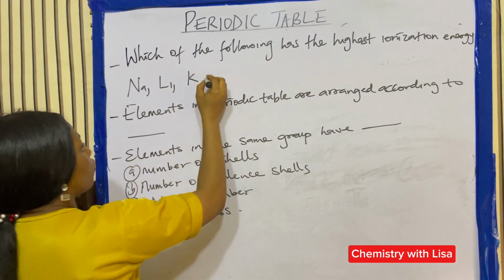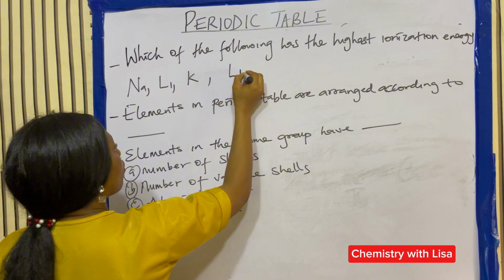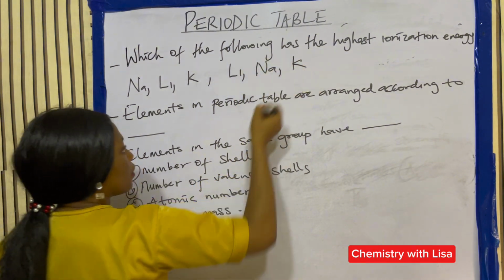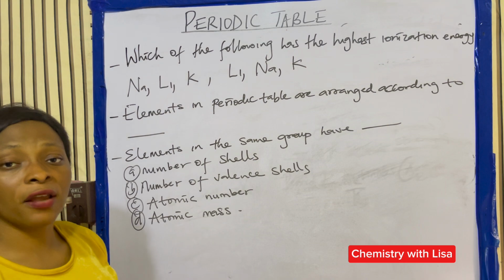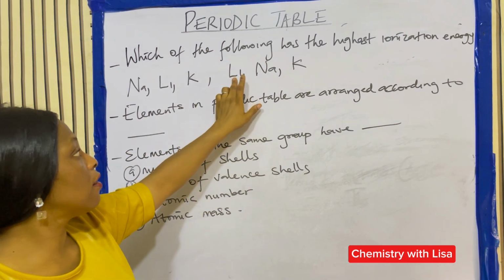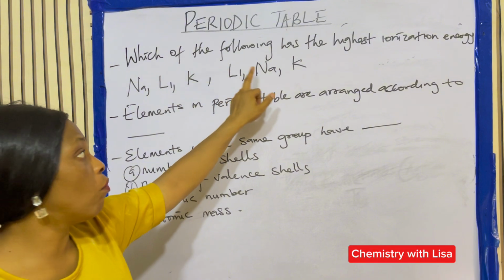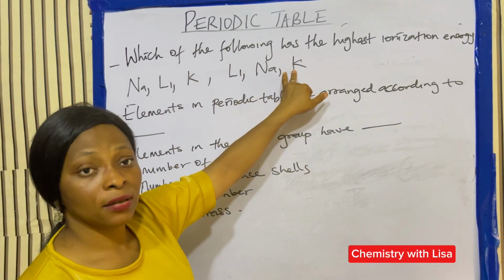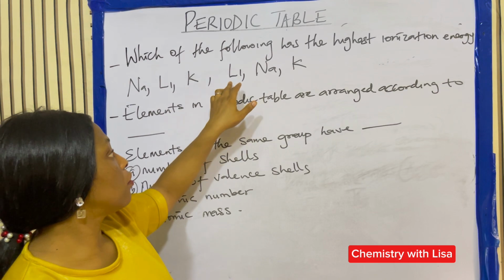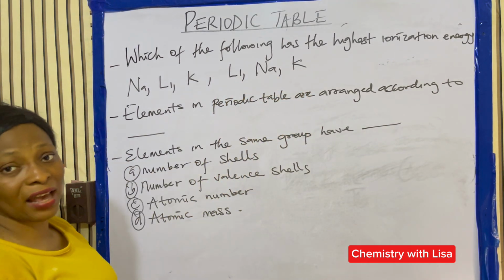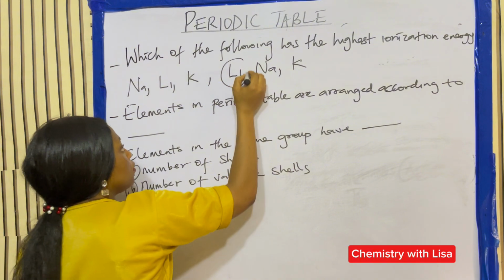Now, first of all, you arrange them. Lithium comes first before sodium. Sodium comes before potassium. So, since ionization energy decreases down the group, that means this one's ionization energy will be more than this, and this one's will be more than this. So, ionization energy decreases down the group. That means the one with the highest ionization energy will be this one.